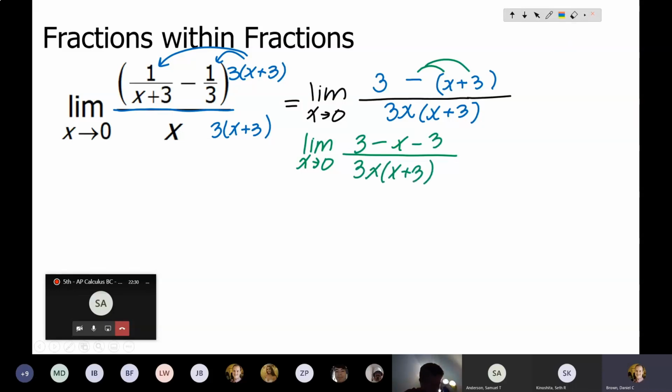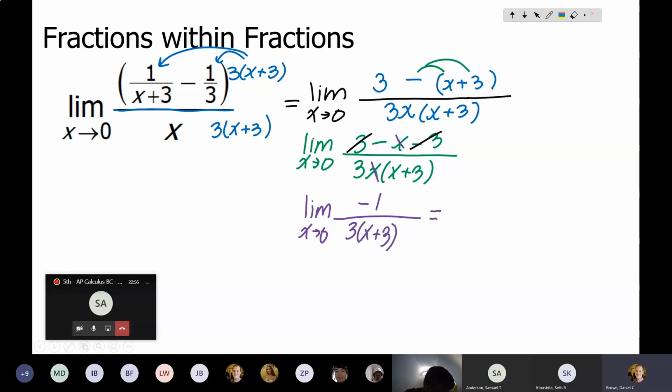And then we can kind of see things start canceling out nicely. So like the 3 and the minus 3 cancel. And so I just have a negative x over the 3x times x plus 3. So now the x's can cancel. I'm going to go ahead and write down what we have left over. I still have a negative 1 up in the numerator and a 3 over x plus 3.